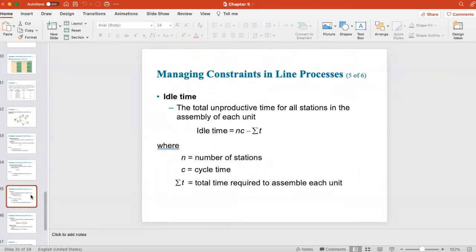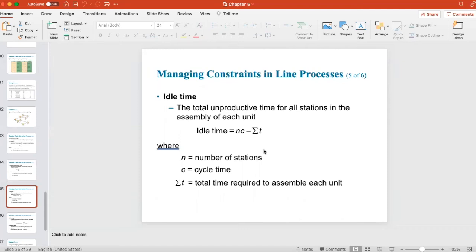The third equation is related to idle time. So here, as you can see, idle time equals NC minus summation T. What does it mean? Very simple. N represents the number of workstations that you are using within this production process or service process, right? C represents the cycle time. So if you use N times C, that represents the maximum amount of time included within this whole process by having this specific number of workstations. This is a little bit like the capacity amount of time for your production process or service process.